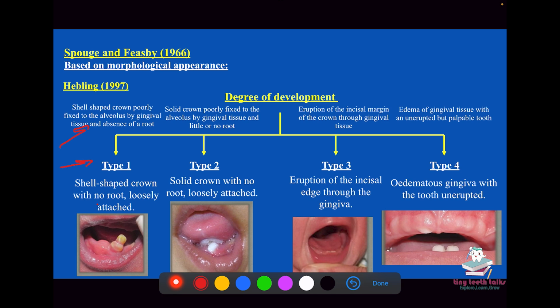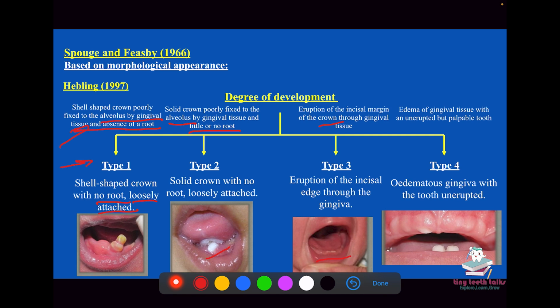Let's see both together. In type 1, a shell-shaped crown with no root, loosely attached. Same: shell-shaped crown poorly fixed to the alveolus by gingival tissue and absence of root. In type 2, solid crown with no root, loosely attached. Same: solid crown poorly fixed to the alveolus by gingival tissue and little or no root. Type 3, eruption of the incisal edge through the gingiva. Same: eruption of the incisal margin of the crown through the gingival tissue.